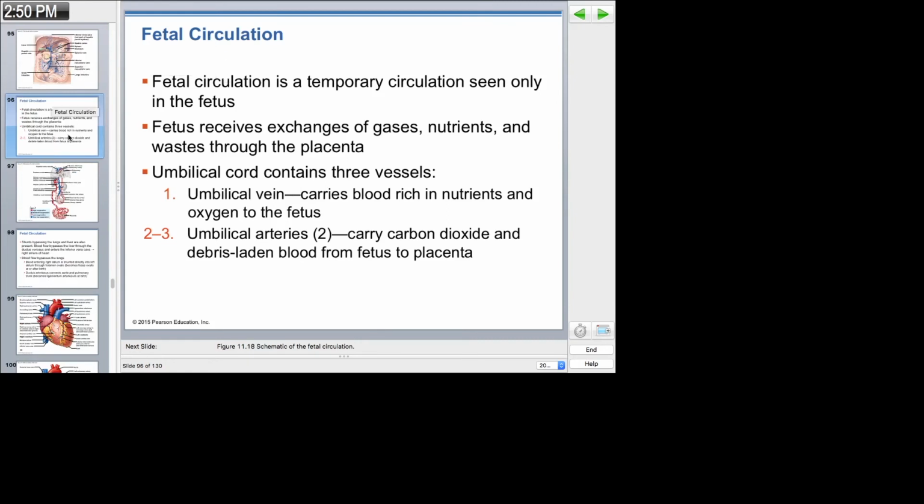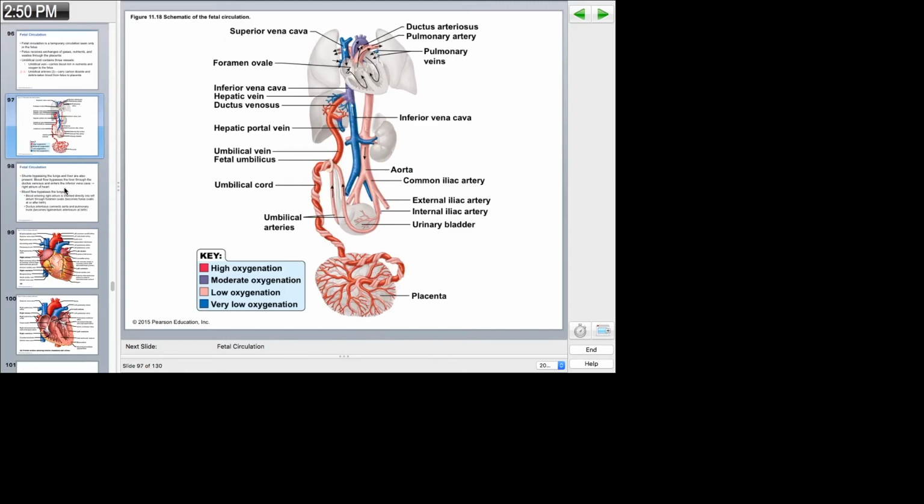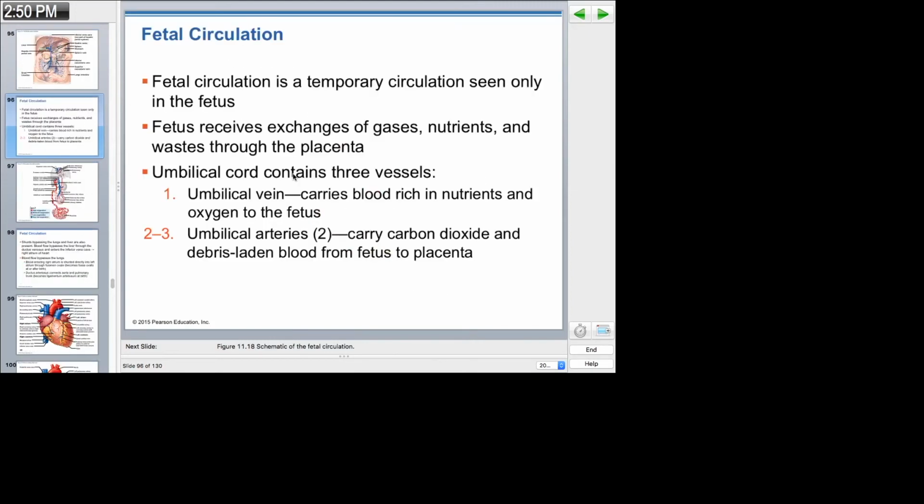Okay, let's look at fetal circulation, because there's something a little different with fetal circulation. Fetal circulation is a temporary circulation. It's not something that is a permanent fixture. And it happens through the umbilical cord. When a woman is carrying a baby, the fetus receives the gases and nutrients it's going to need through its placenta.